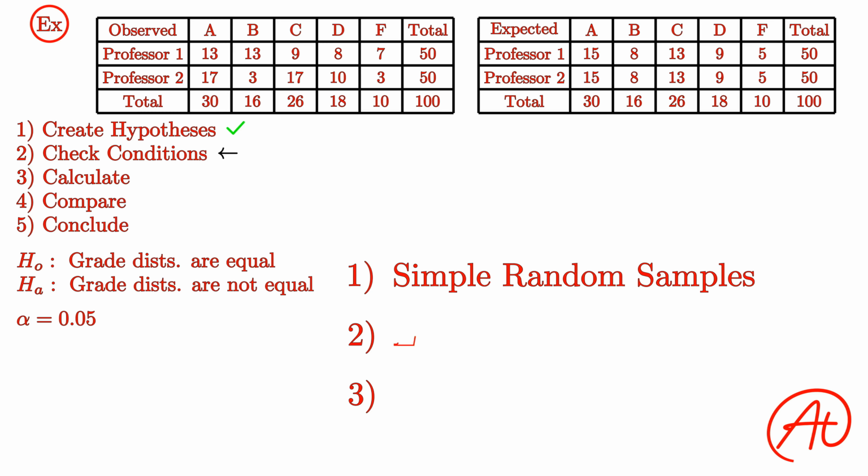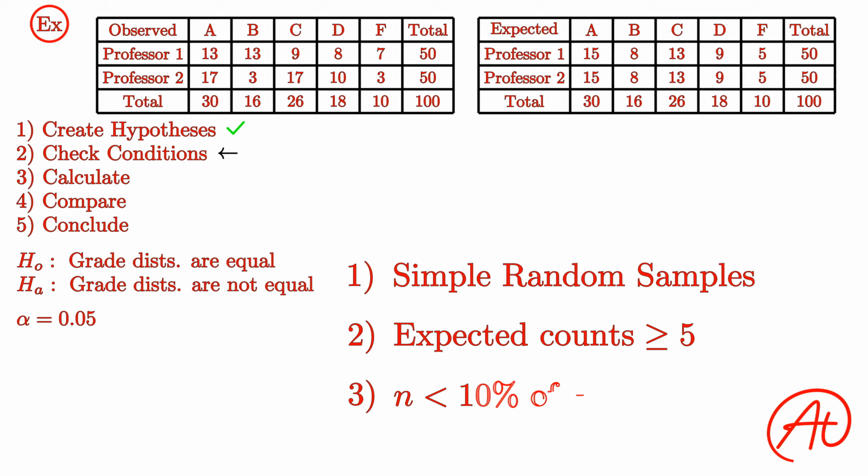The second is that all expected counts for all categories have to be greater than or equal to 5. This is needed to ensure that we can use a chi-square distribution to approximate our sampling distribution. And lastly, the third condition we need to meet is that the sample sizes are less than 10% of the overall population sizes to ensure that our data points are independent from one another.